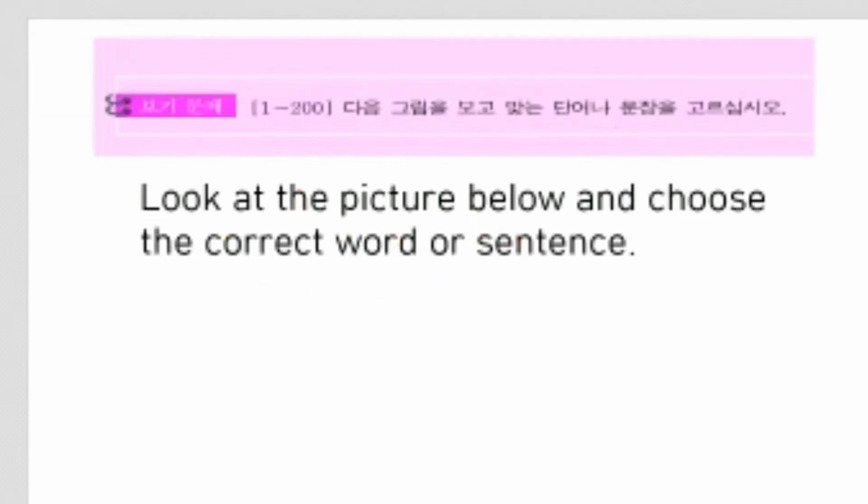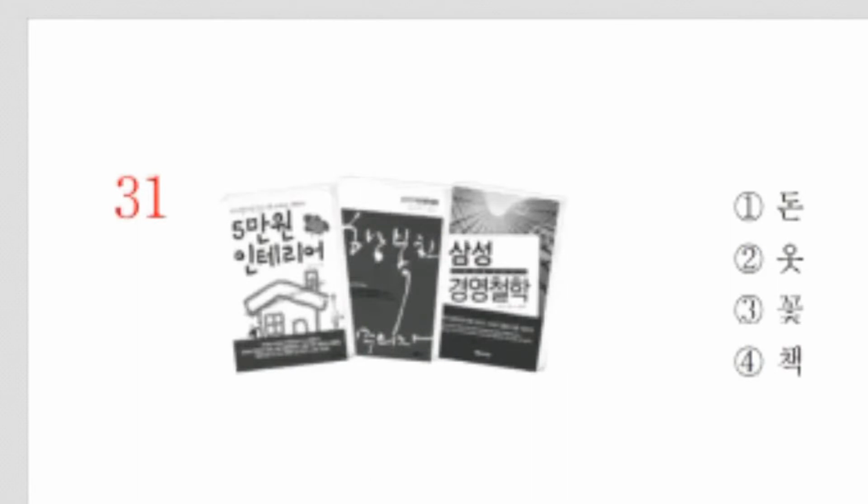Okay. So number 31, nakalagay dito sa picture is what? Ito ay isang libro guys, libro. So ano yung libro sa Korean? So let's check number 1. Number 1 is nakalagay don. Don, if you can remember, don means money, pera.